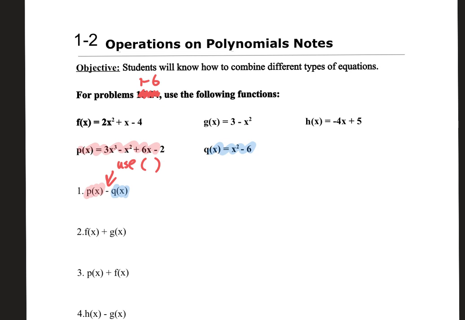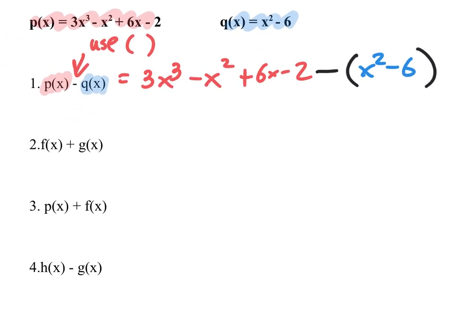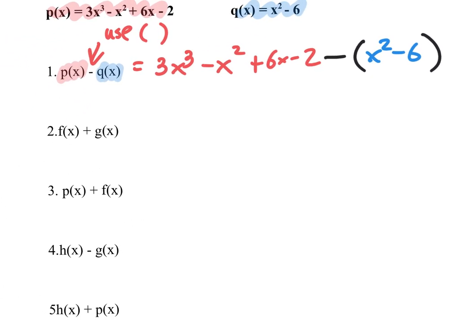So let's start by just rewriting the problem. So P of x is 3x cubed minus x squared plus 6x minus 2. And then I'm going to say minus, and remember I said parentheses, and Q of x is x squared minus 6. All right, I'm going to zoom in so I'll have enough room for all of this. Now that I got it copied down, the first thing I want to do is distribute this negative. So really that's negative x squared, and that's positive 6. And then if you want, you can literally just copy all of this down.